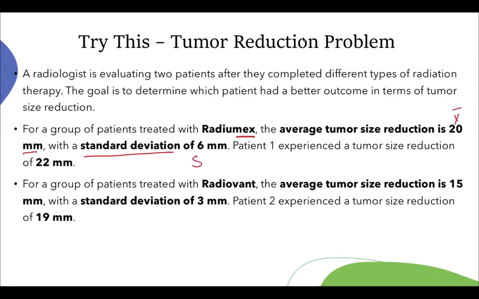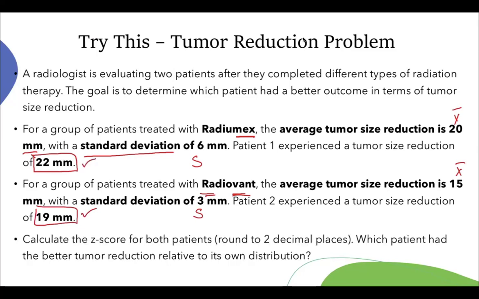Now for the other group, they were treated with a medication, Radiovant, and the average tumor size reduction, X bar, was 15, and the standard deviation was 3. Patient 2 experienced a tumor size reduction of 19 millimeters. So we see, comparing the two patients, patient 2 reduced by 19 millimeters, patient 1 reduced by 22 millimeters, and now we're going to compare z-scores.